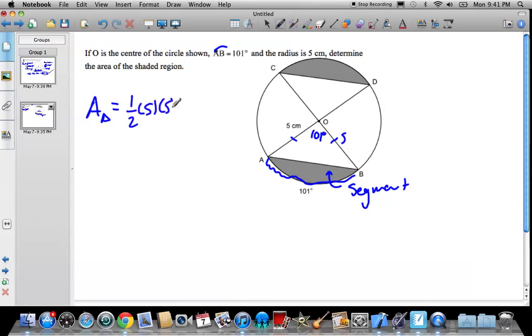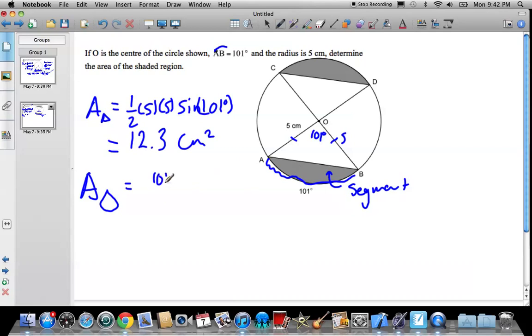It's 1/2 times 5 times 5 sine of 101 degrees. Let me just check and see what that is. Sine 101 times 5 times 5 divided by 2. So we're looking at 12.3, and that's centimeters squared again. Now the area of my sector. Remember, our sector is just like an ice cream cone, and this guy actually looked like it. The segment is the top of the ice cream cone.